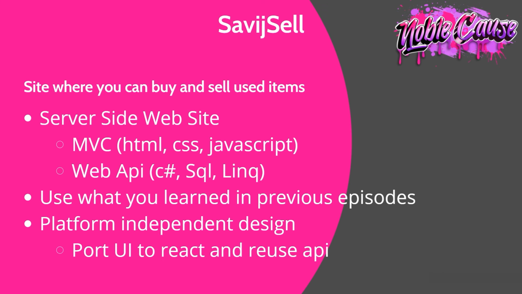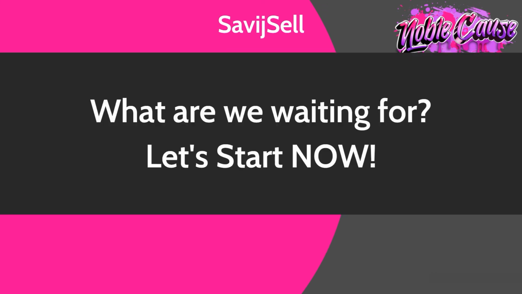One of the benefits of this is that we can use what we've learned in previous episodes, and we're going to create a platform-independent design so that after we get the basic app running, I'll show you how to port that into React, and we'll reuse the same API that we use to drive our MVC site. You can use these same techniques to use things like React Native or even native code for iOS or for Android, and you can use those tools to call the same API. So what are we waiting for? Let's get it on.